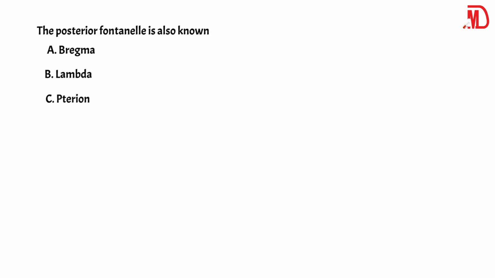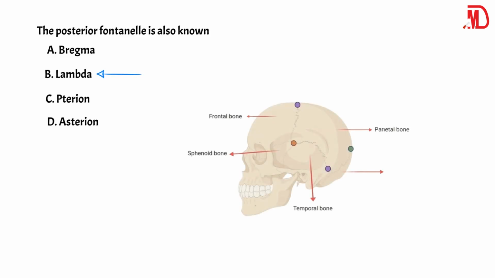The posterior fontanelle is also known as A. Bregma, B. Lambda, C. Pterion, D. Asterion. The correct answer is B. Lambda. The posterior fontanelle is also called the lambda. It is the triangular soft spot located at the junction where the two parietal bones meet the occipital bone, corresponding to the lambdoid and sagittal sutures.